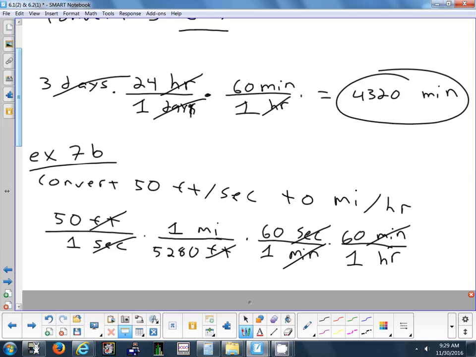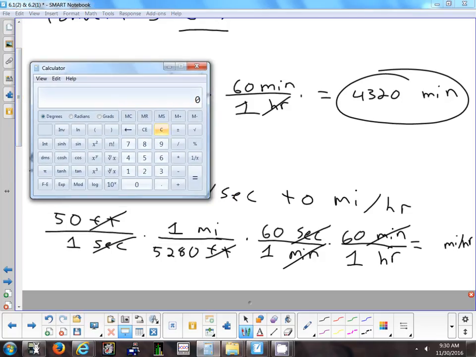60 minutes, 1 hour. Okay, so now for a distance in the top, you're left with miles. There's nothing else. In the bottom, you're left with hours. Some people write it as MPH, miles per hour, or you can just write miles per hour. So let's see what we got. Multiply everything in the top, 50 times 60 times 60, and divide by 1 times 5,280. Okay, so it's about 34.1 miles per hour.